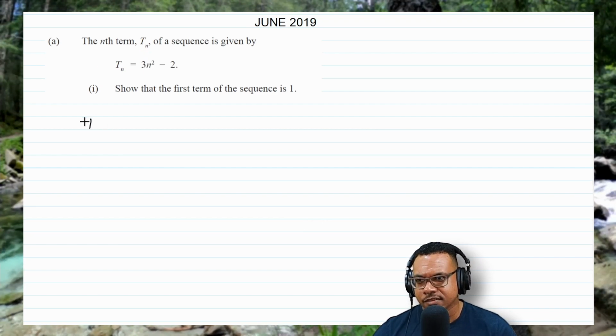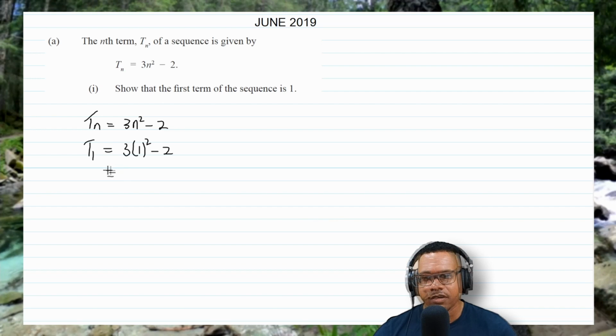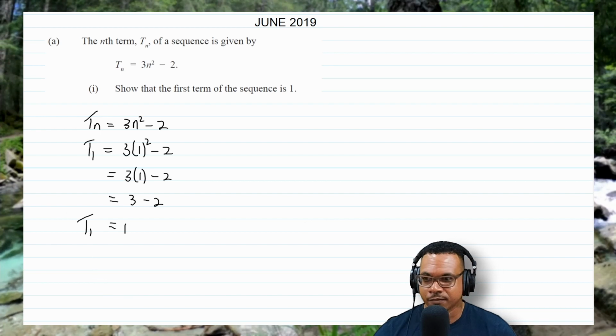So I'm going to write Tn is equal to 3n squared take away 2. So my first term, which will be T1, will be 3 times 1 squared take away 2. Now, we all know with BODMAS, you must work powers first before you do any of the 4 operations. So 1 squared is 1. So I'm going to have 3 times 1 take away 2. 3 times 1 is 3, take away 2, which is equal to 1. So my first term T1 is equal to 1. And that's the first question, to show that the first term of the sequence is equal to 1.